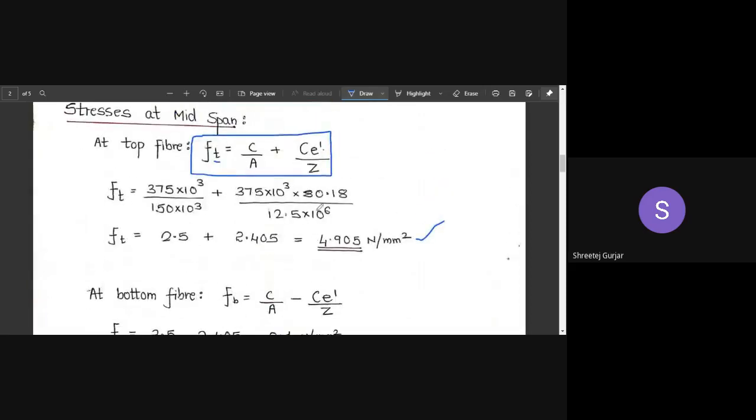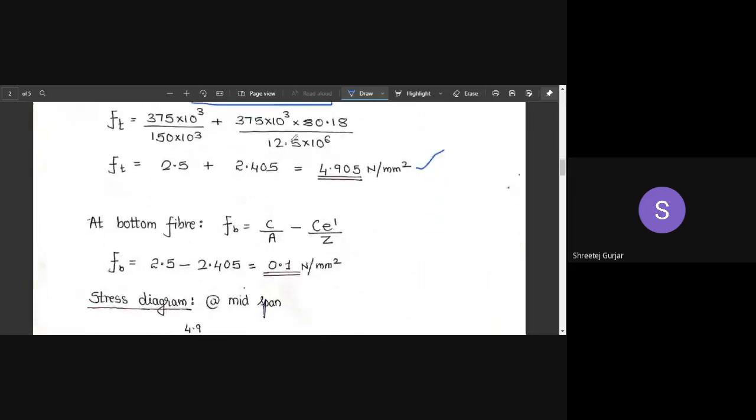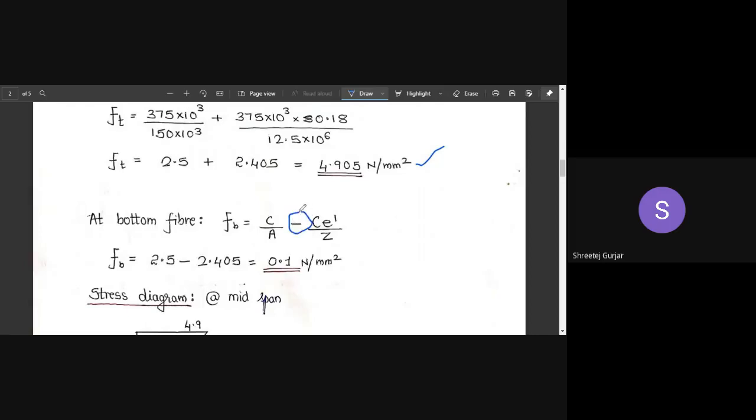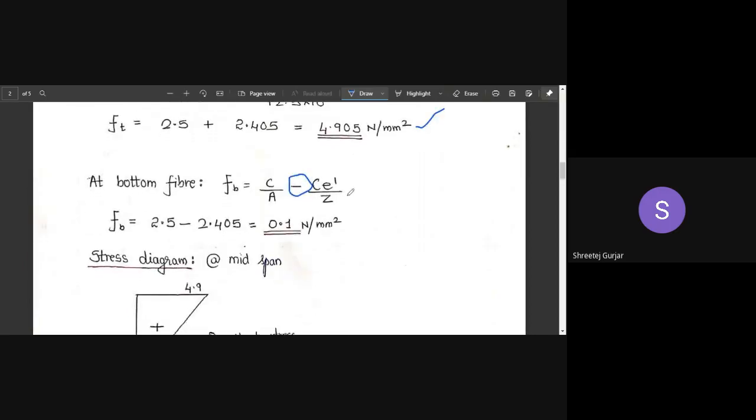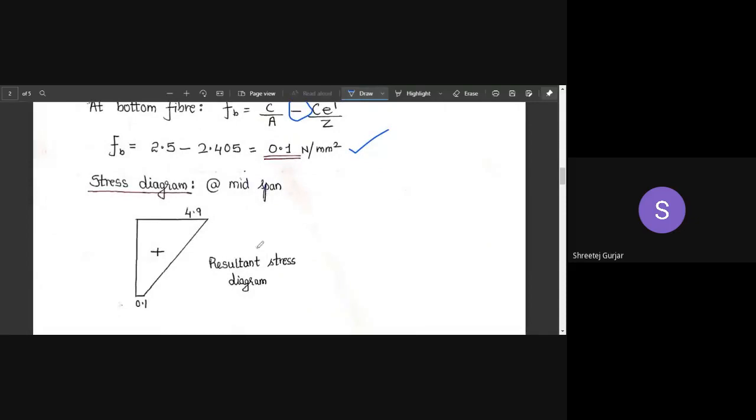Similarly for bottom fiber. Remember, it is plus at top fiber and it is negative at your bottom fiber, right? Substitute and calculate stress at bottom fiber. So you can draw your stress diagram. This is the resultant stress diagram of all the stresses that are generated at your midspan.